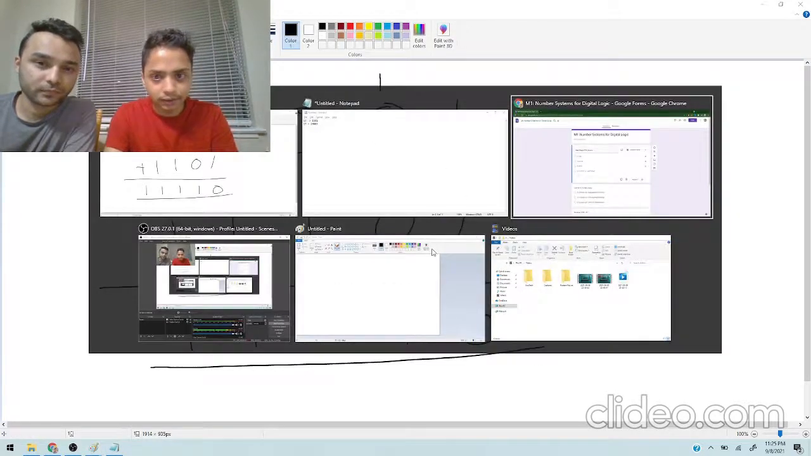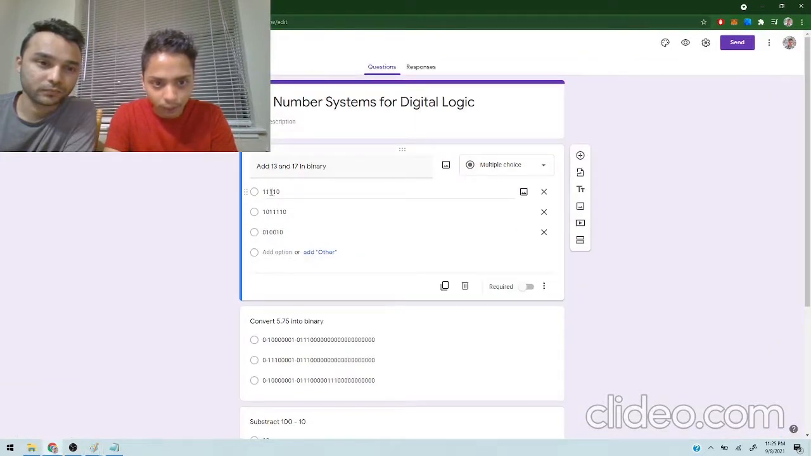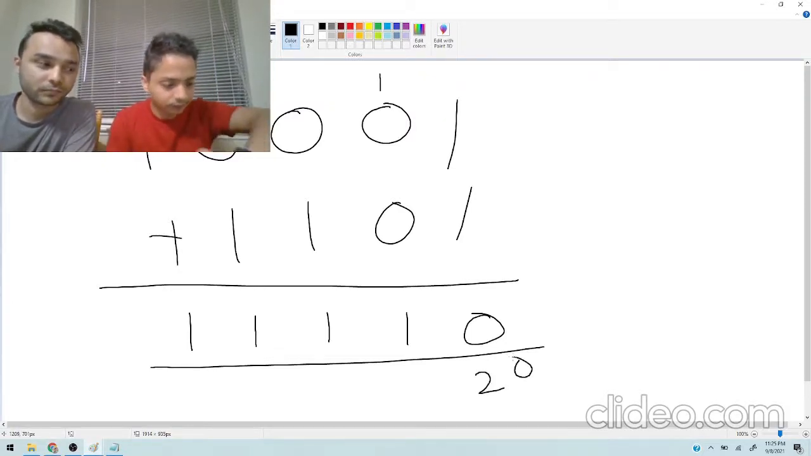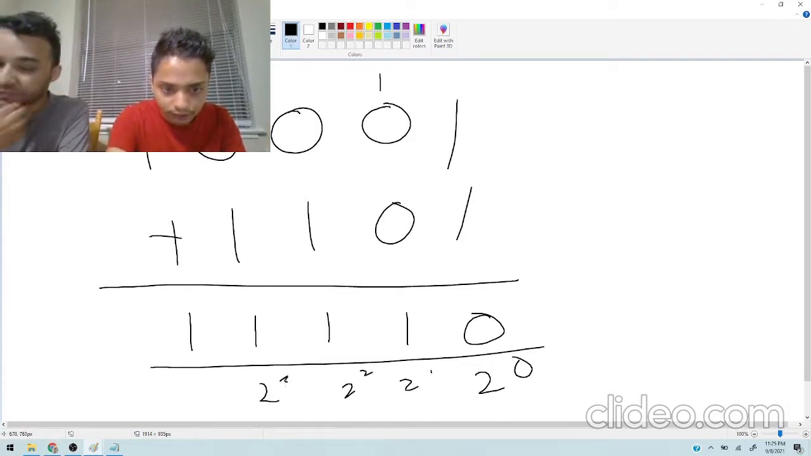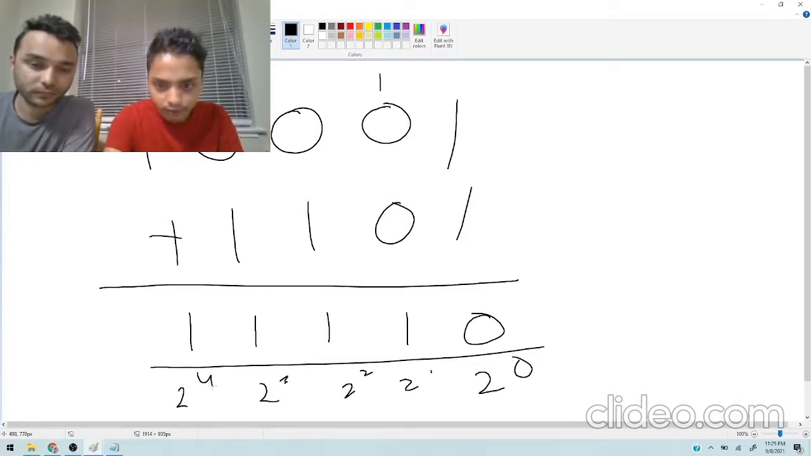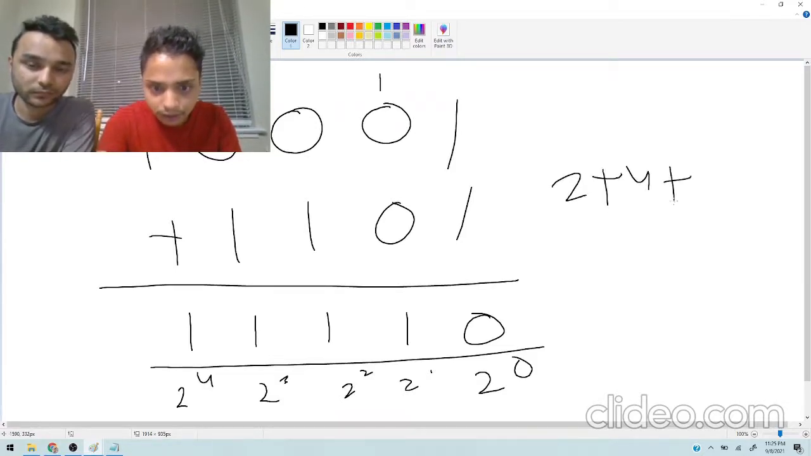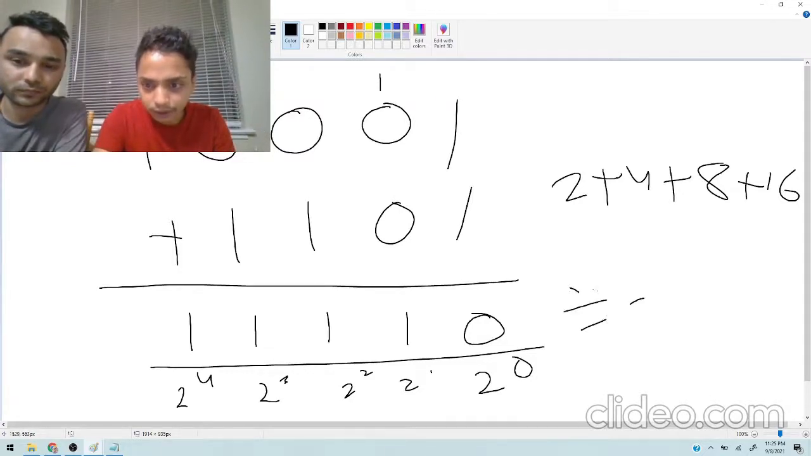Hence the answer to the first question is 11110. Converted back to decimal, it would be 2 plus 4 plus 8 plus 16. So 16 and 4 makes 20, plus 10 makes 30. So it is equivalent to 30.